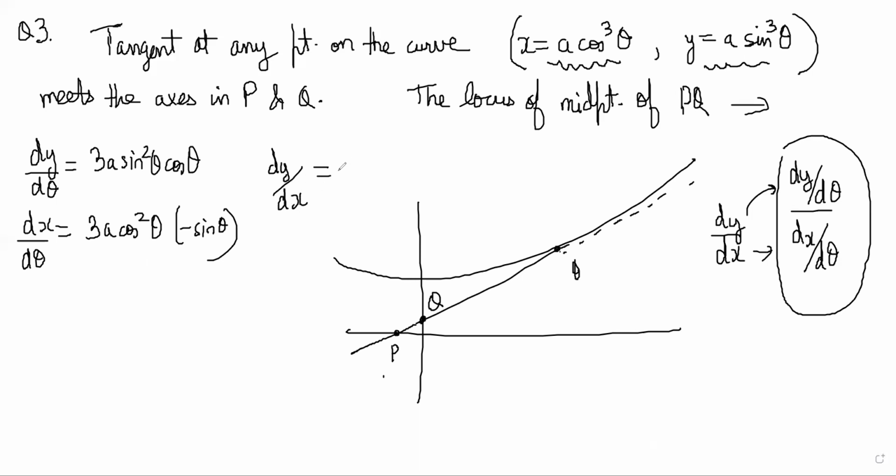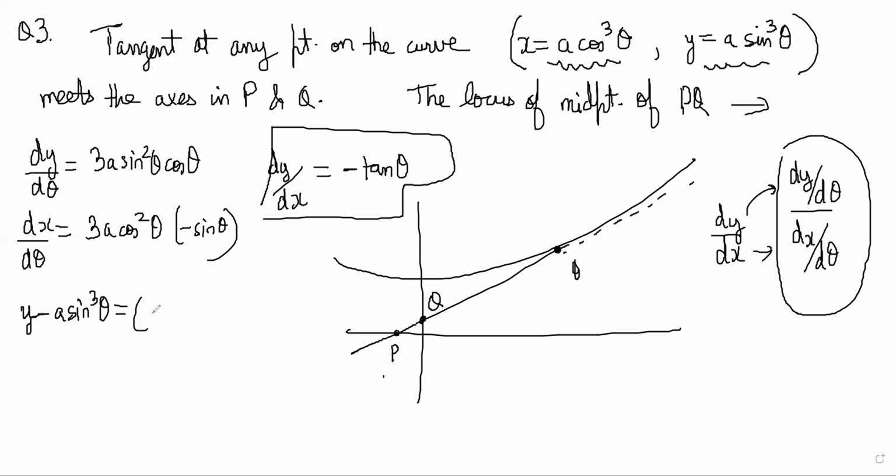So what you will get is minus tan theta. Minus tan theta is coming. So my equation of the tangent is y minus y1, and y1 is the point theta here. So y minus a sine cube theta is equal to minus tan theta, the slope, into x minus a cos cube theta, right? This is your tangent equation.